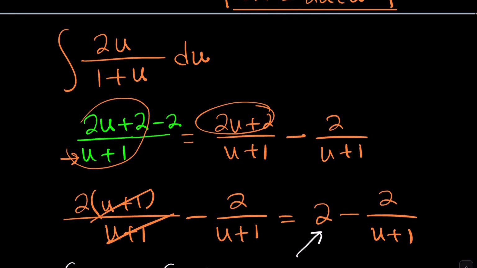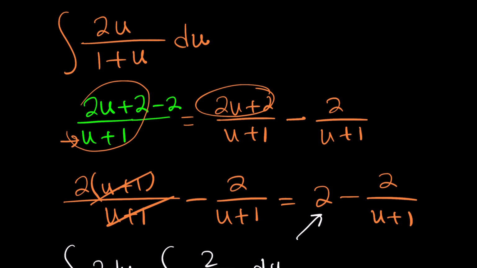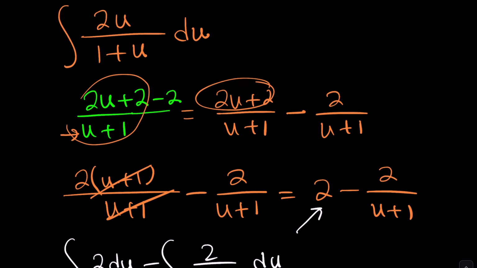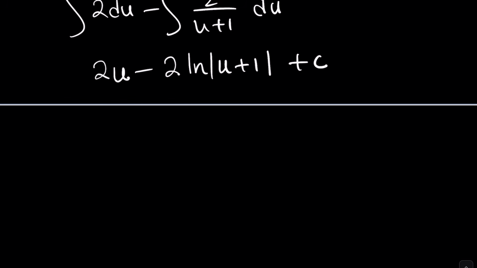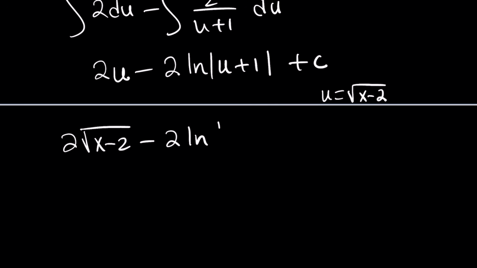Now, this is our result, but we kind of have to go back and substitute what we have. What is u? You kind of need to go back and find out, if you didn't take notes. u is the square root of x minus 2. So let's go ahead and put a little note here. Okay. Then we'll replace u with the square root of x minus 2, minus 2 times ln of the square root of x minus 2 plus 1, plus the constant.